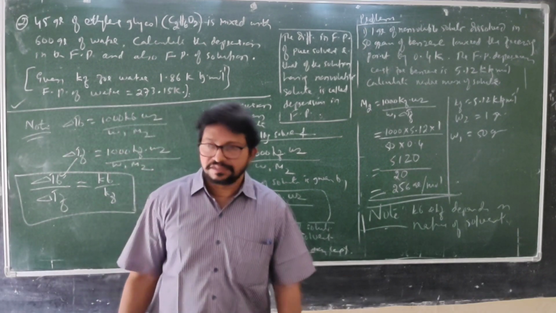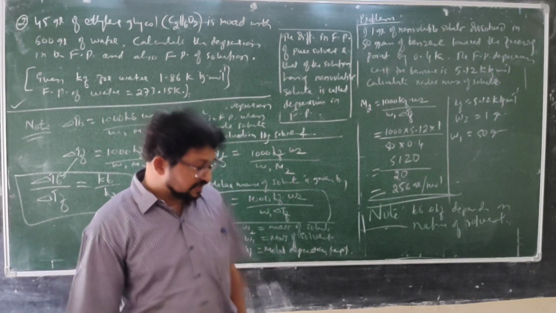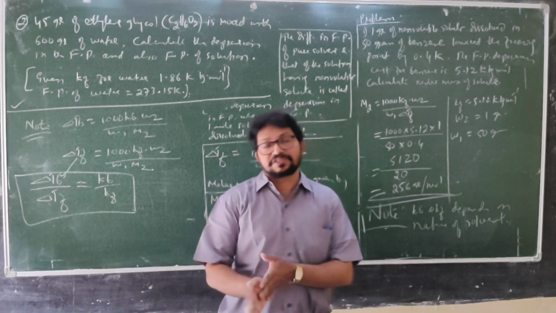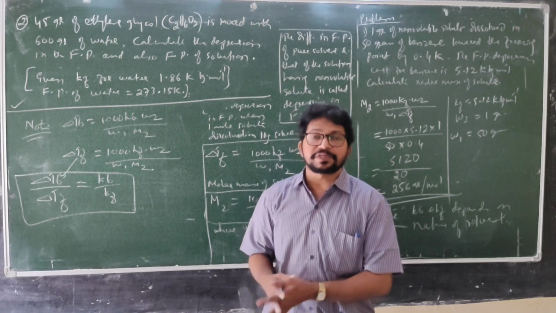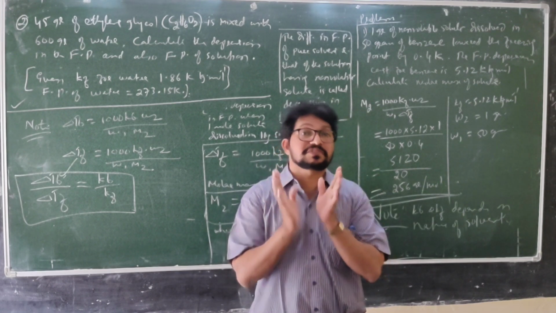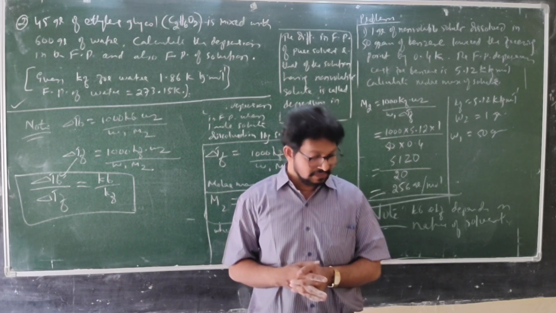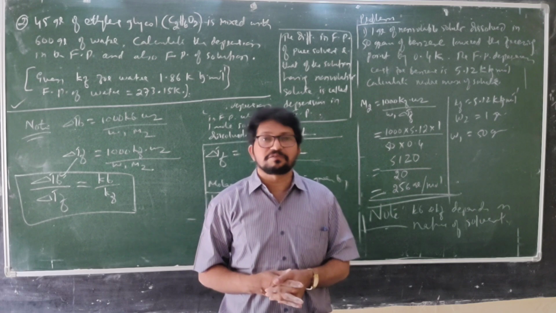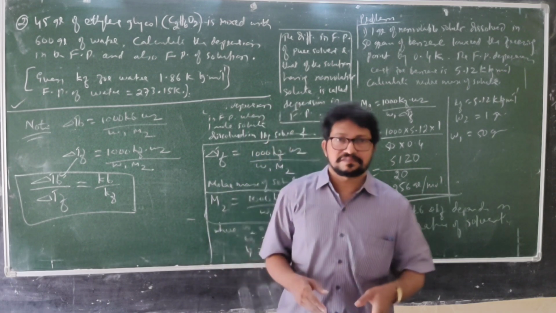So with this, we have completed three colligative properties: relative lowering of vapor pressure, elevation in the boiling point, and depression in the freezing point, and the related problems also. Okay. So only one colligative property is remaining. So this we will work out in the next class. Right.